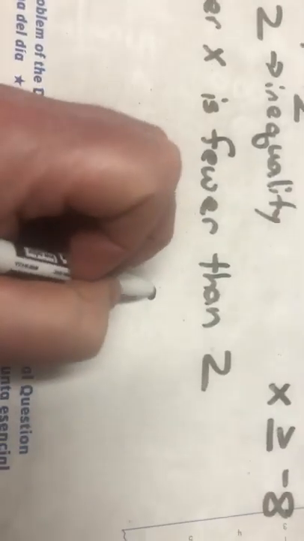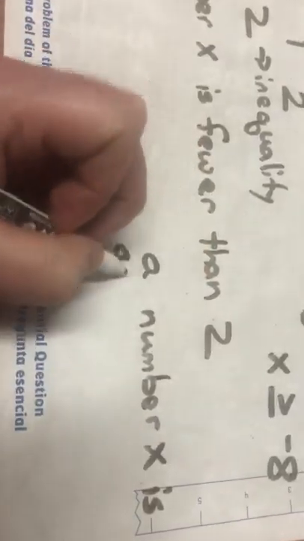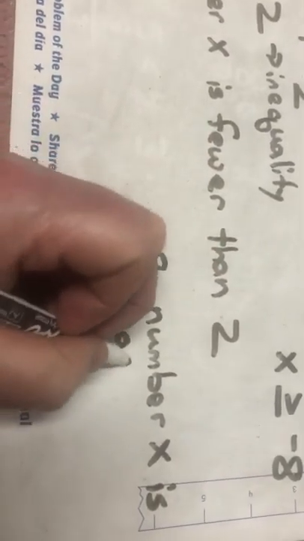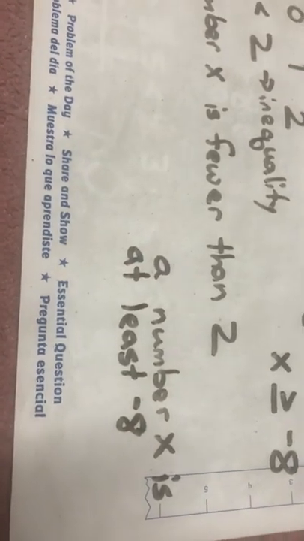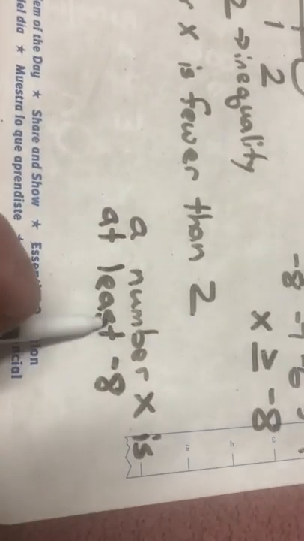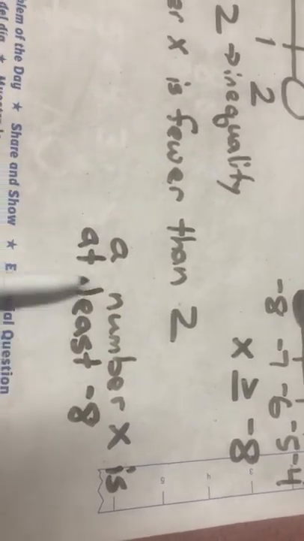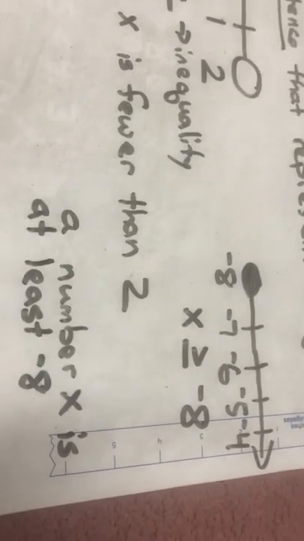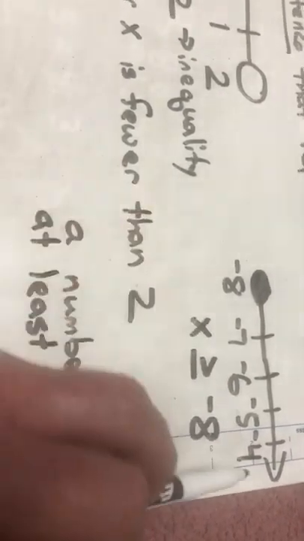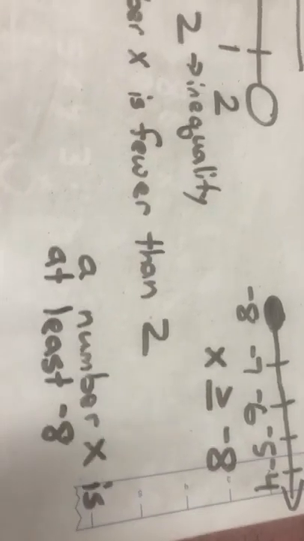But now I need to write my word sentence, okay? Where I might just say a number x is at least -8, okay? At least -8 means it can be -8. But -8 is the least that it can possibly be. If it's not -8, then it has to be something that's bigger than -8, which is what is displayed right there in that graph. All right?